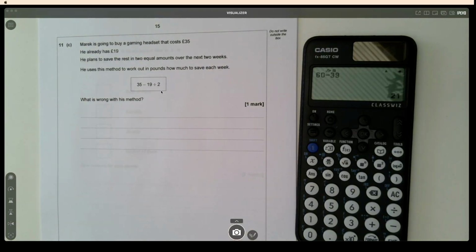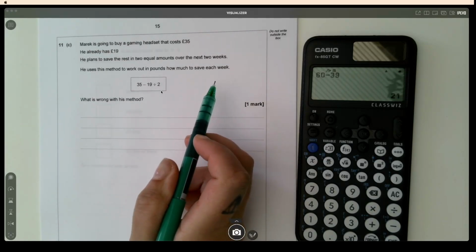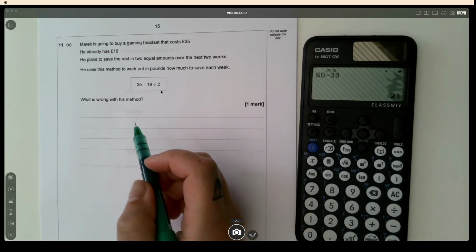11C. Marek is going to buy a gaming headset that costs £35. He already has £19. He plans to save the rest in 2 equal amounts over the next 2 weeks. He uses this method to work out in pounds how much to save each week. What is wrong with his method?